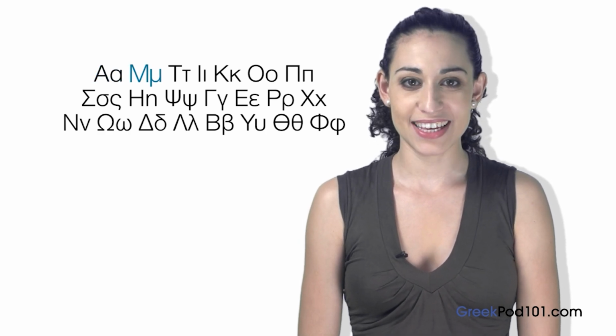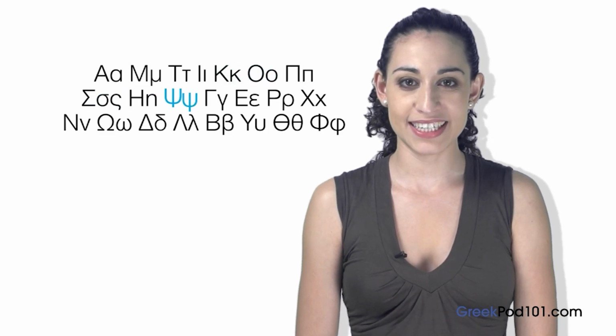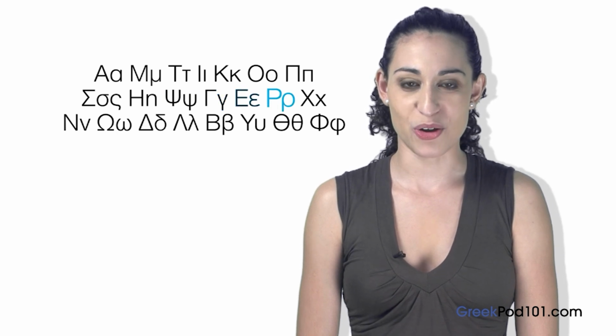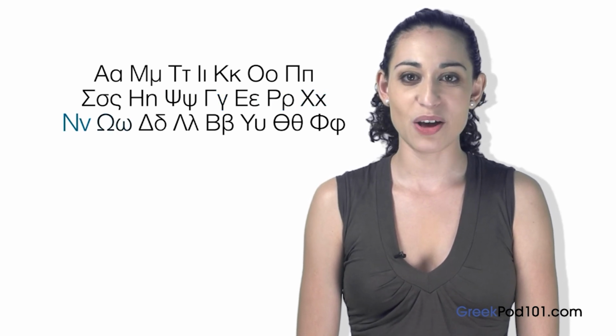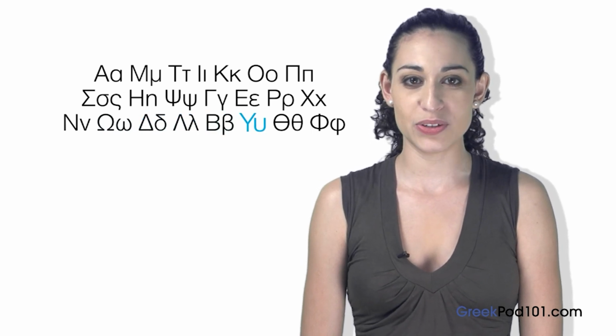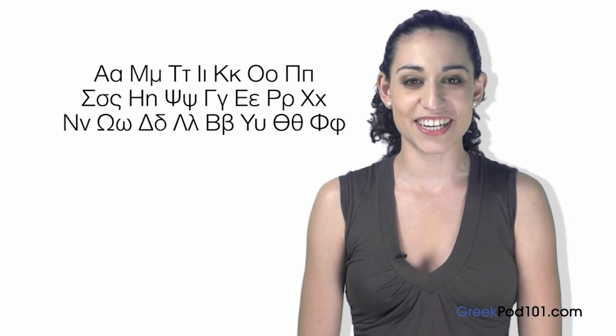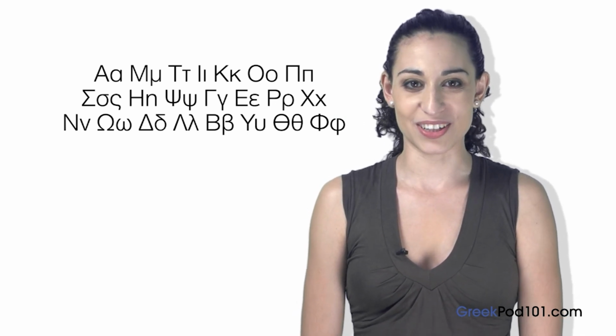So let's recap. So far we have learned 22 letters. Alpha, mi, taf, iota, kappa, omicron, pi, sigma, eta, psi, gamma, epsilon, rho, chi, ni, omega, delta, lambda, vita, ipsilon, theta, and phi. If you're still hanging in there, great job! You've almost learned them all.